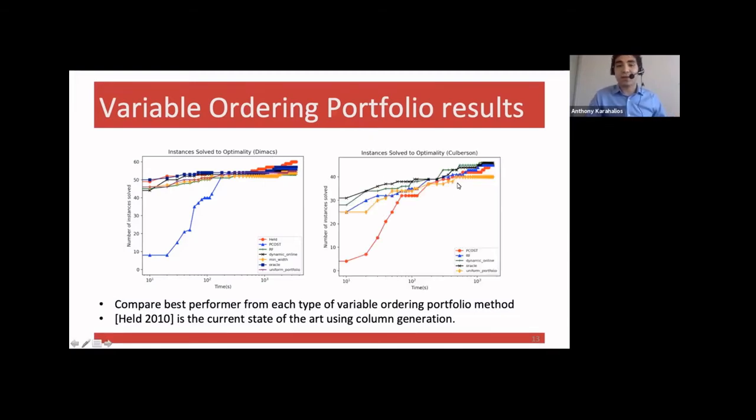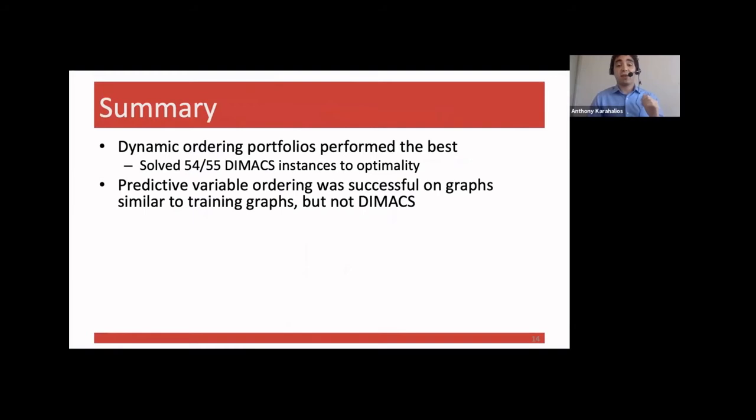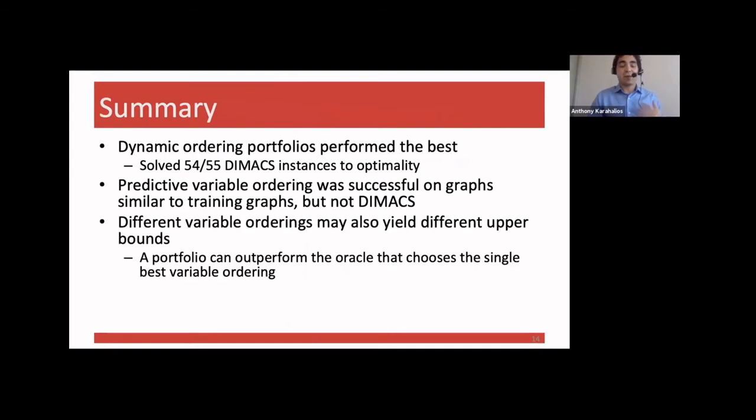We also ran the experiments on the Culberson instances, which are the ones that we use to train the predictive model. And unsurprisingly, the predictive model, a random forest here, performs as one of the best variable orderings using these Culberson instances, where it didn't perform as well on the Dimacs set. So to summarize, the dynamic ordering portfolios perform the best. On the Dimacs set, the predictive variable ordering performed better on graphs that were similar to the ones it trained on.